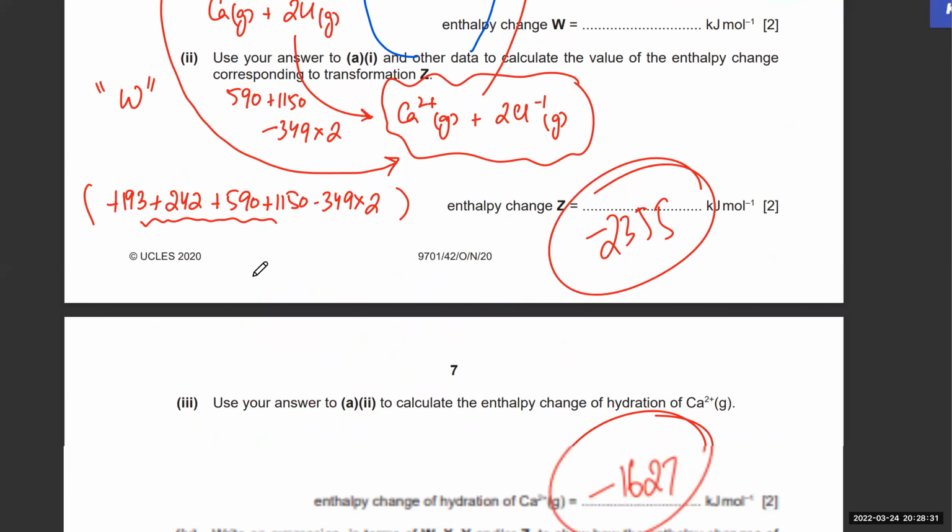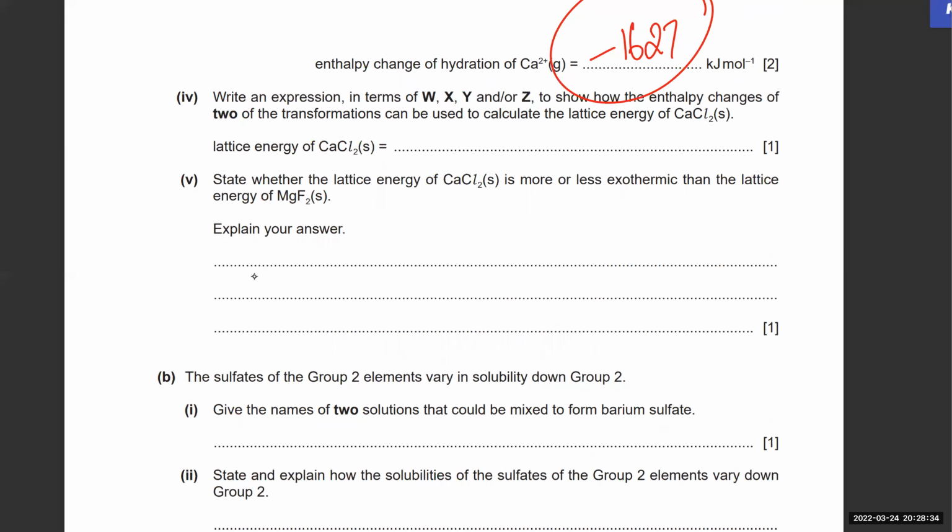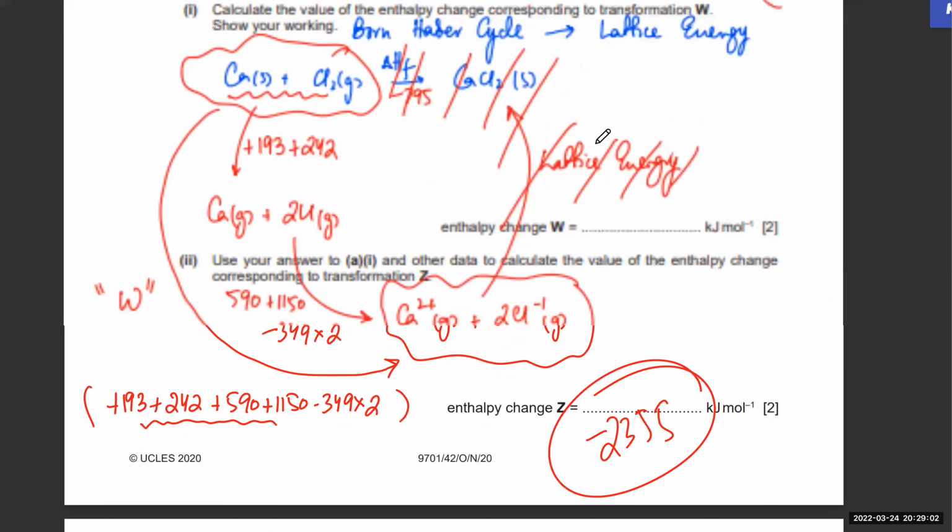So lattice energy is minus W plus delta HF. But what they are saying is, we have to write an expression in terms of W, X, Y, and/or Z to show how the enthalpy changes of two of the transformations can be used to calculate the lattice energy of CaCl2. So two of the transformations can be used to calculate, so we can do that over here, I think.